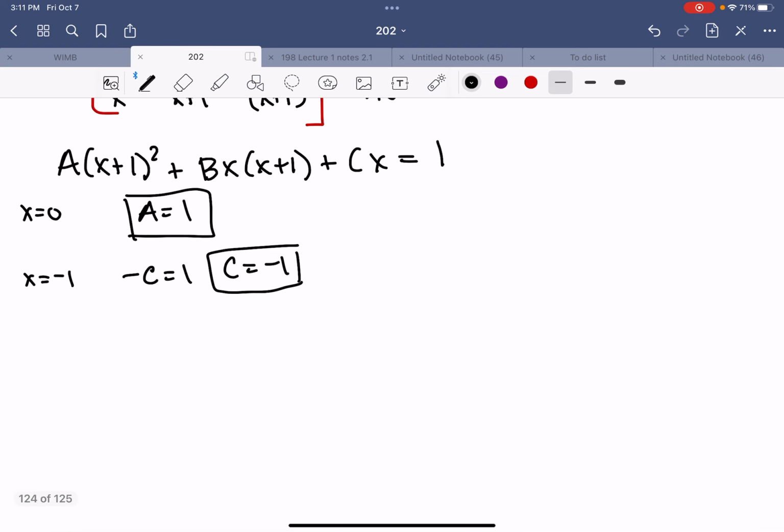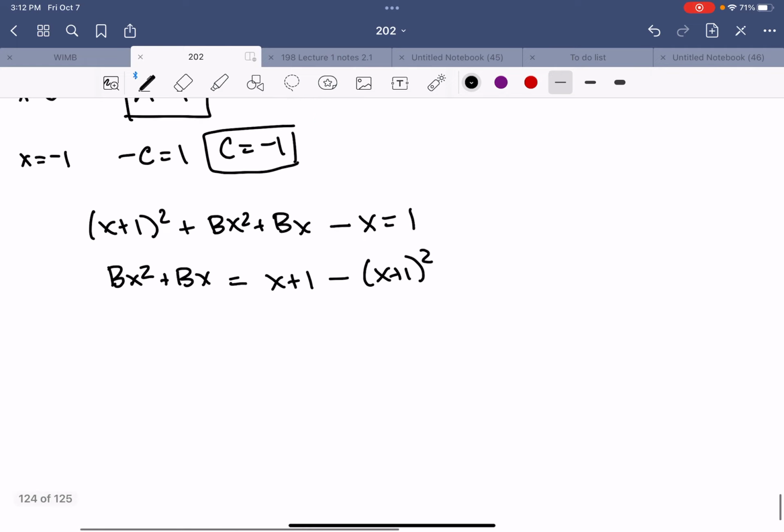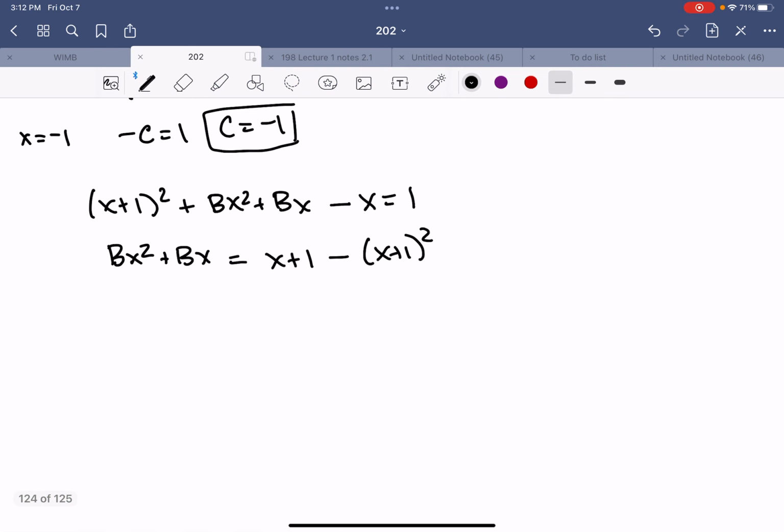And so what we can do here is let's plug in our 1 and our negative 1 and see what happens. So that gives me x plus 1 squared plus bx squared plus bx minus x equals 1. And I'm going to keep the b's on the left. So bx squared plus bx equals x plus 1 minus x plus 1 squared. Okay. All right. Now what?